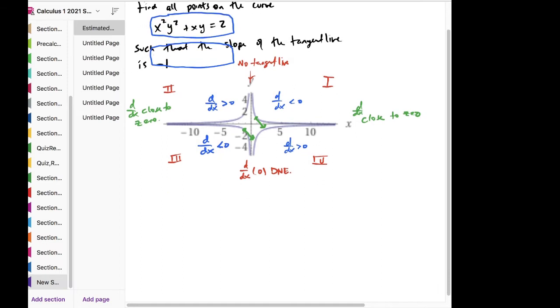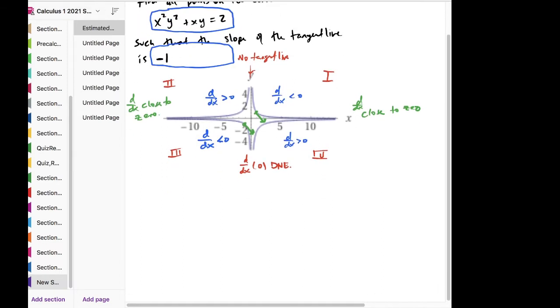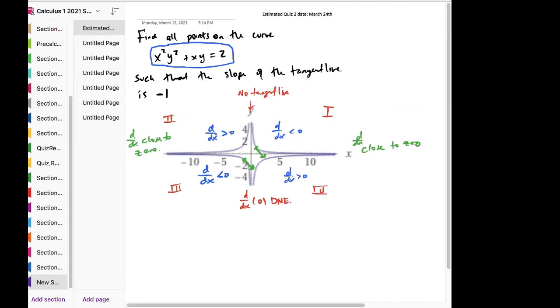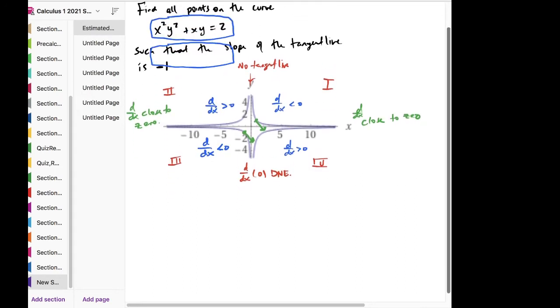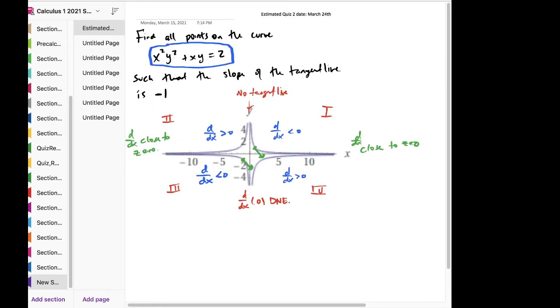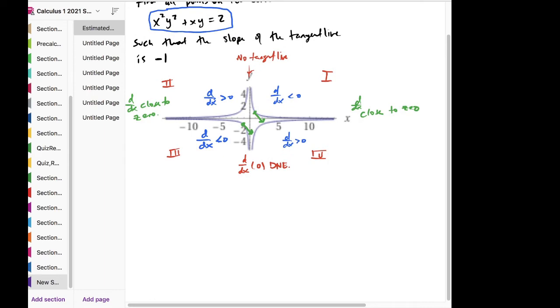Okay, so let's actually do it. One sec. This happens sometimes. Okay, how do I get rid of this? All right. Okay, good.